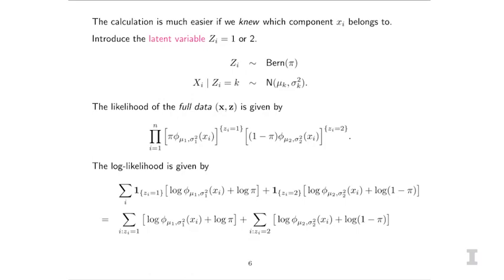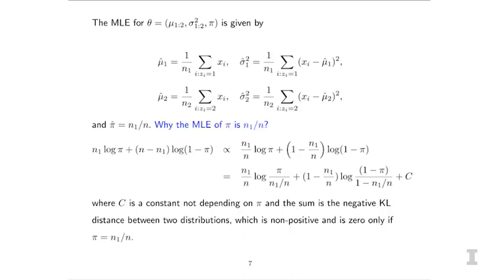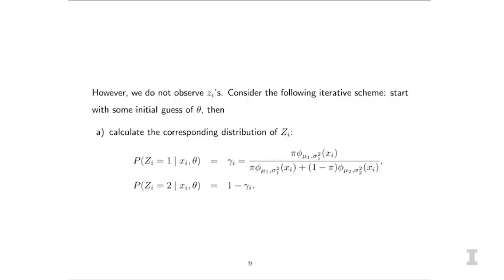Previously, we have discussed that if we knew which component xi is from, meaning we are now getting data xi, zi, where zi indicates which component xi is from, then the joint likelihood is easy to deal with, and the MLE for all those parameters are in closed form. But of course, the problem is that we do not observe the zi's. This is why we call them latent variables.